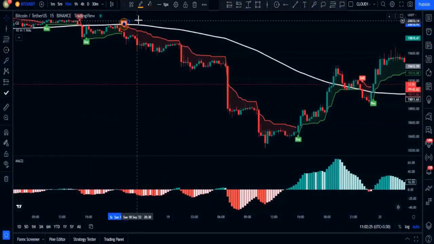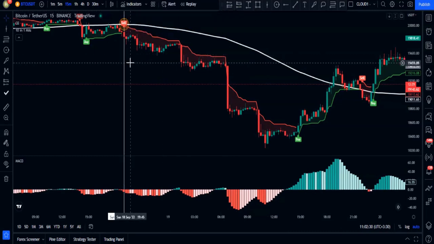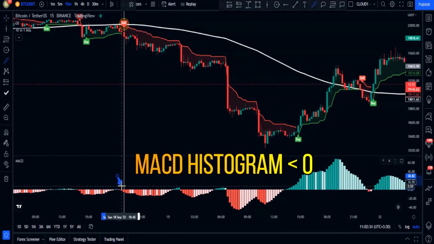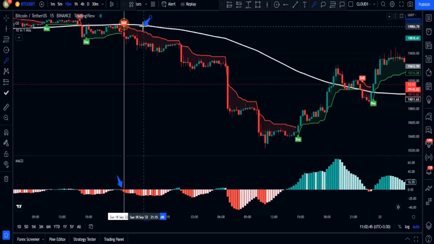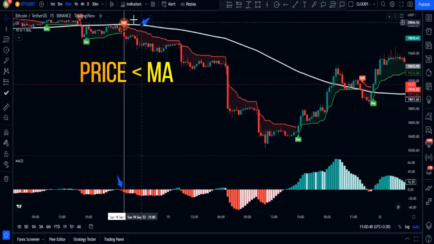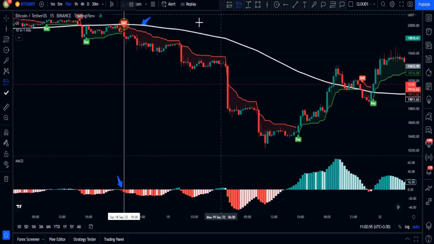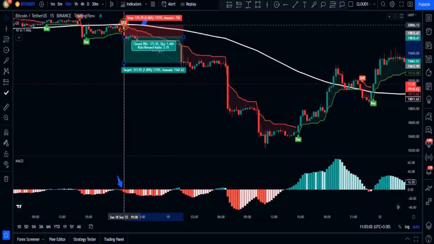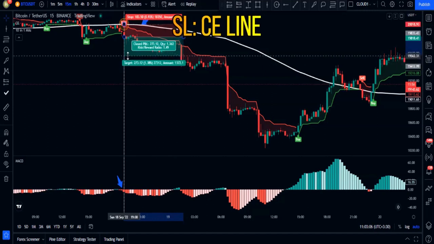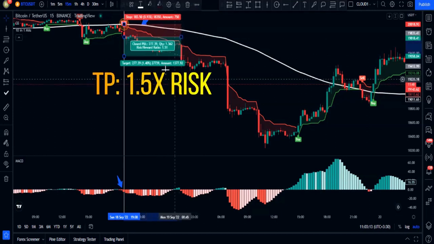So we're only going to be looking to short whenever we have a sell signal by the CE indicator. And to confirm the sell signal, the histogram of the MACD should be below the 0 line, and to trade with the trend direction of the market, the close price of the trigger candlestick should be below the 200 period moving average. So when all these conditions are met, we have a valid sell signal and we can put our sell order at the close price of the trigger candlestick, and the stop loss would be just above the CE line, and set your take profit 1.5 times greater than the risk.